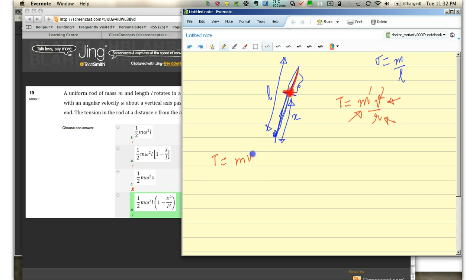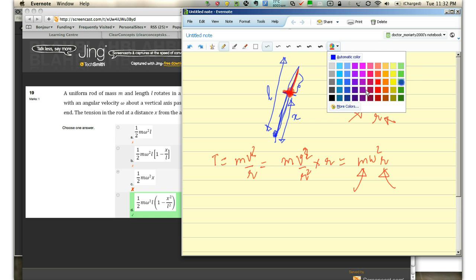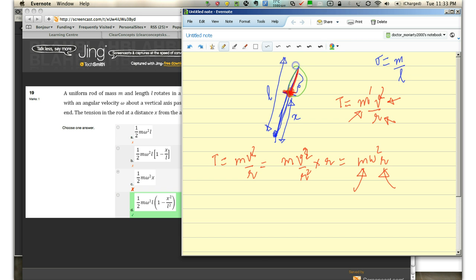T equals m v squared by r, and if I write omega equal to v by r, I can write this as m omega squared r. Now the trick really lies in figuring out what is m and what is r. Let's work on m first. We are worried about this little segment of the rod. What's its mass? That should be quite straightforward.